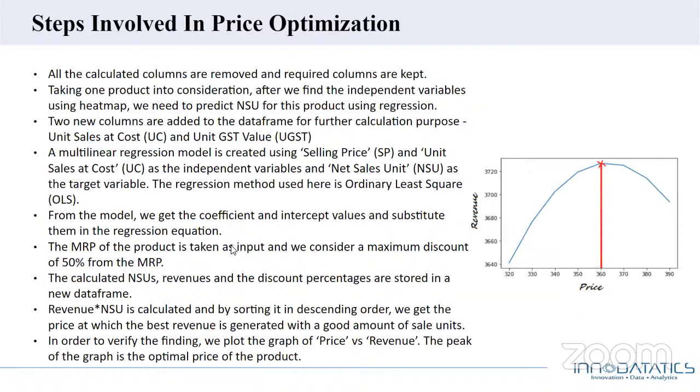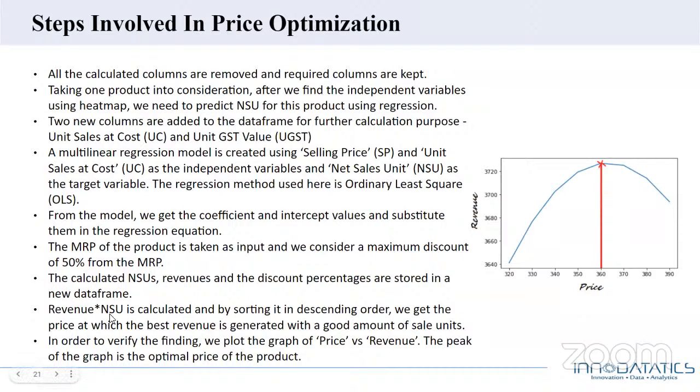The MRP of the product is taken as the input and we consider a maximum discount of 50% from the MRP. So the range of selling price we consider will be from 50% of the given MRP to the MRP. Now we calculate the NSU for this set of prices using the obtained regression equation. Using this NSU, we calculate the revenue and discount percentages. The calculated NSUs, revenues, and the discount percentages are stored in a new data frame.